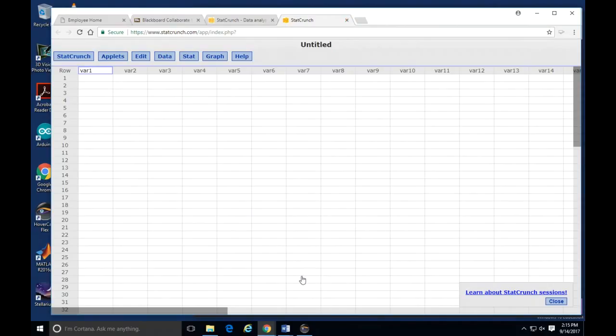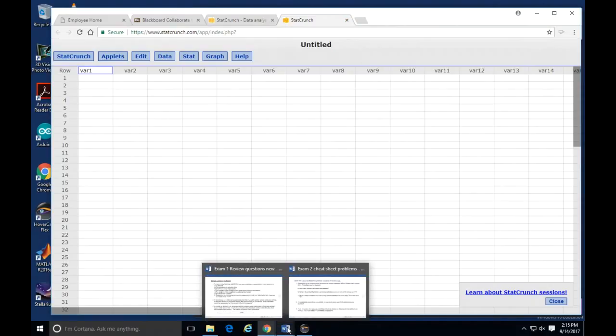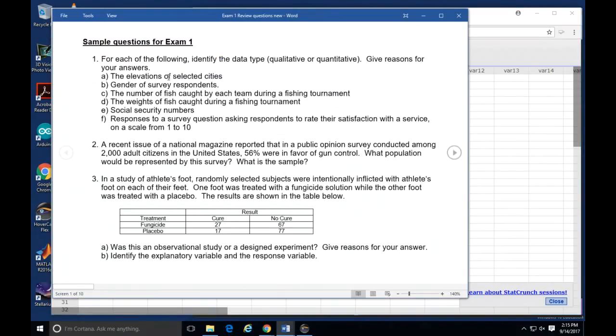Okay, so let's look at some review problems that I have. Here are some sample questions. This first one is about identifying the data type of some different kinds of data. It's talking about either qualitative or quantitative. Remember that qualitative is the same thing as categorical.